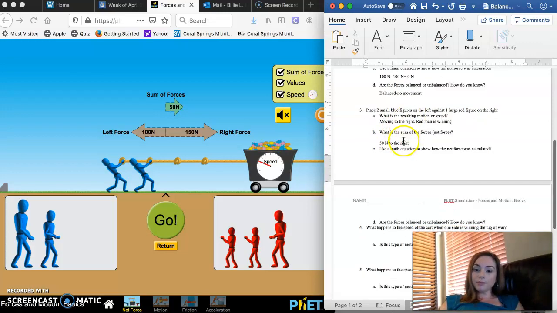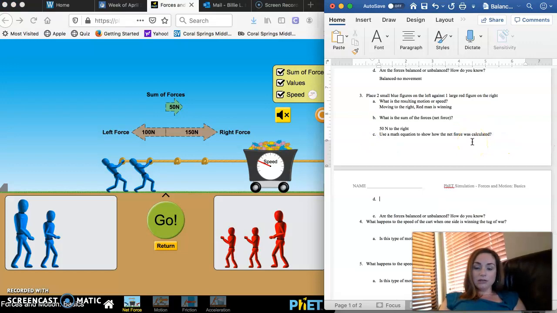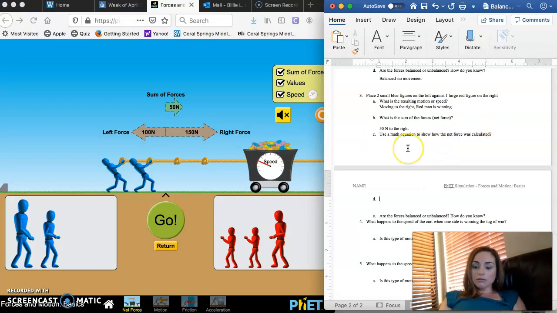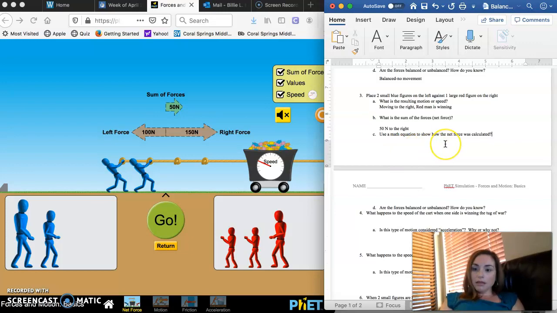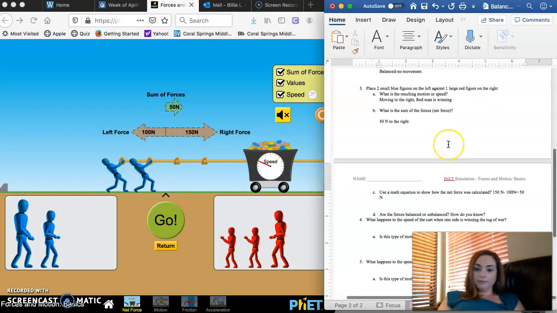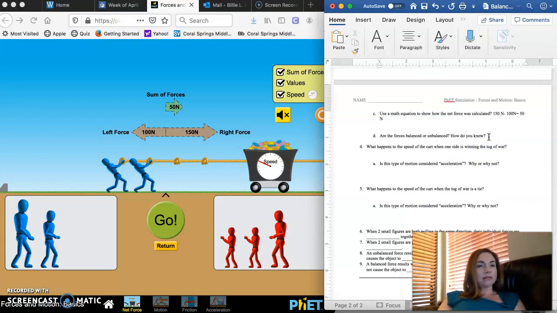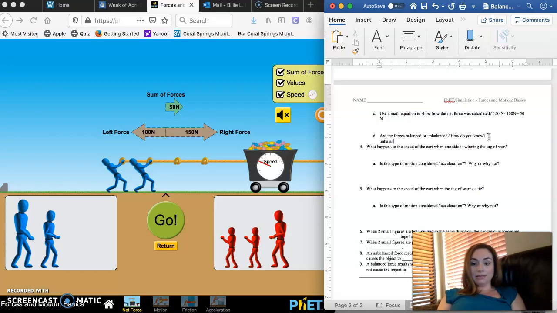because it's moving to the right of the red man who is stronger. So if we wrote this as a math equation, the math equation would be 150 newtons minus 100 newtons equals 50 newtons. Are the forces balanced or unbalanced? There's movement. That's right, they are unbalanced. It is moving.